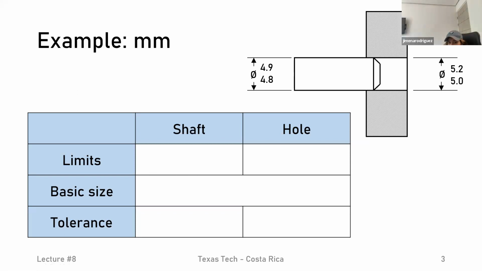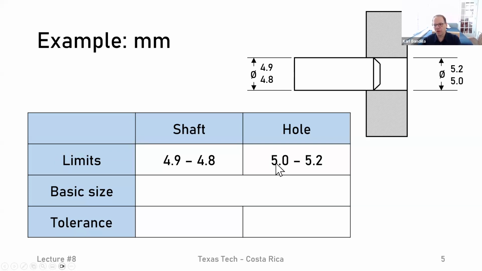4.8 and 4.9. All right, those are the correct numbers, but remember what we do when we write down the shaft limits: 4.9 minus 4.8. We write the larger one first because that helps us later on to do those subtractions in an easier way. So 4.9, 4.8. How about for the hole? That one is the other way around. Exactly, so it'd be 5.0 and 5.2. Then what is the basic size for this one?